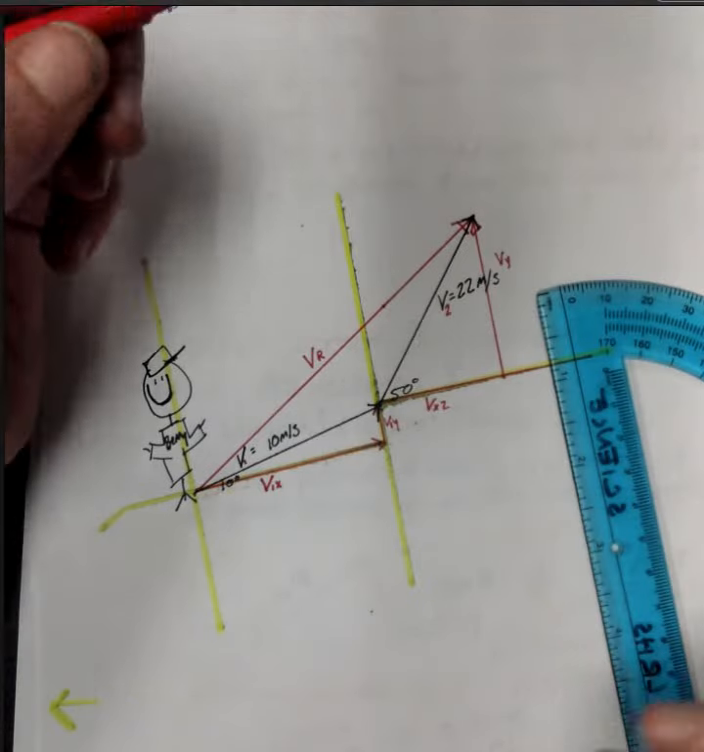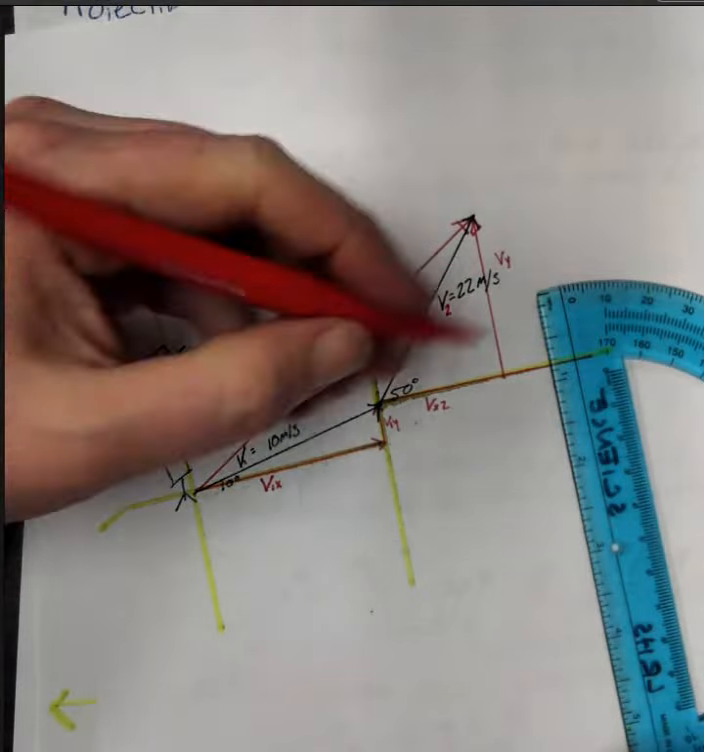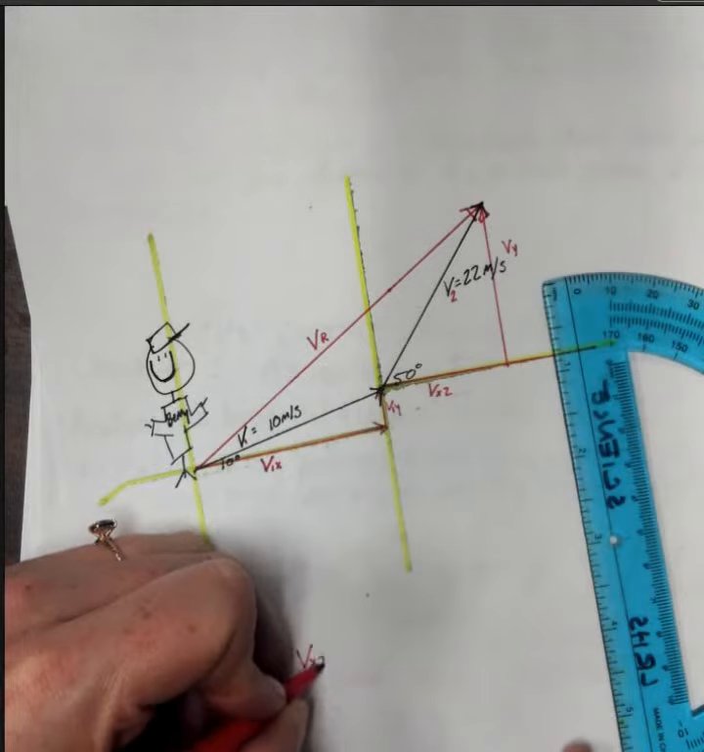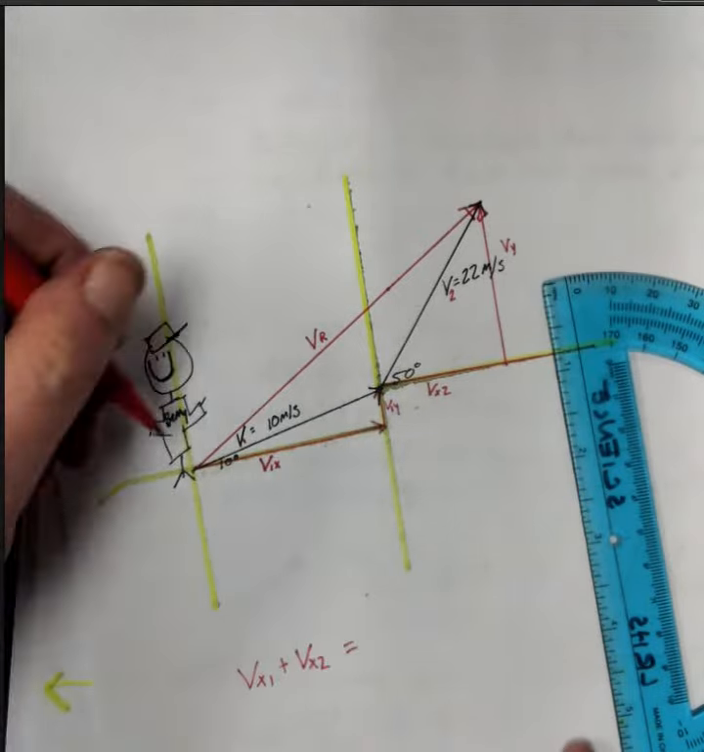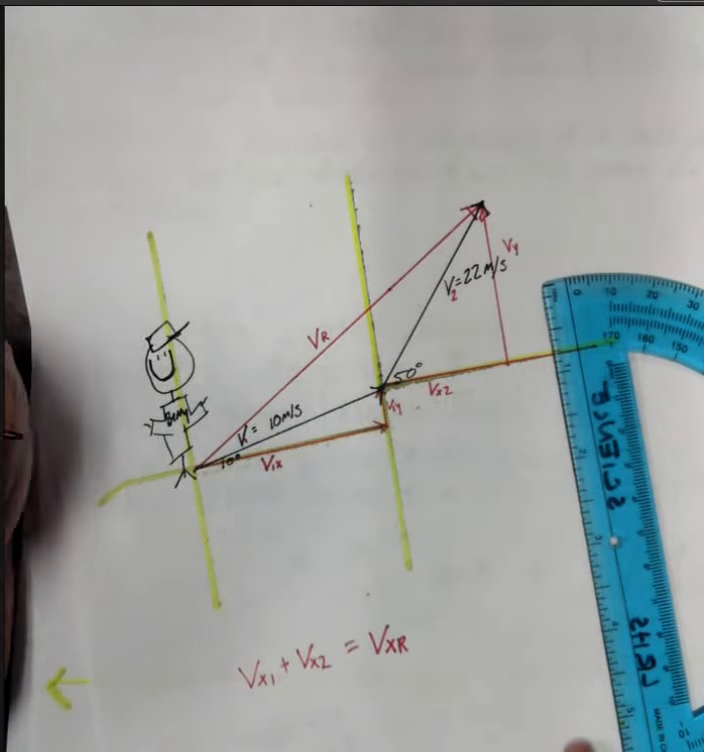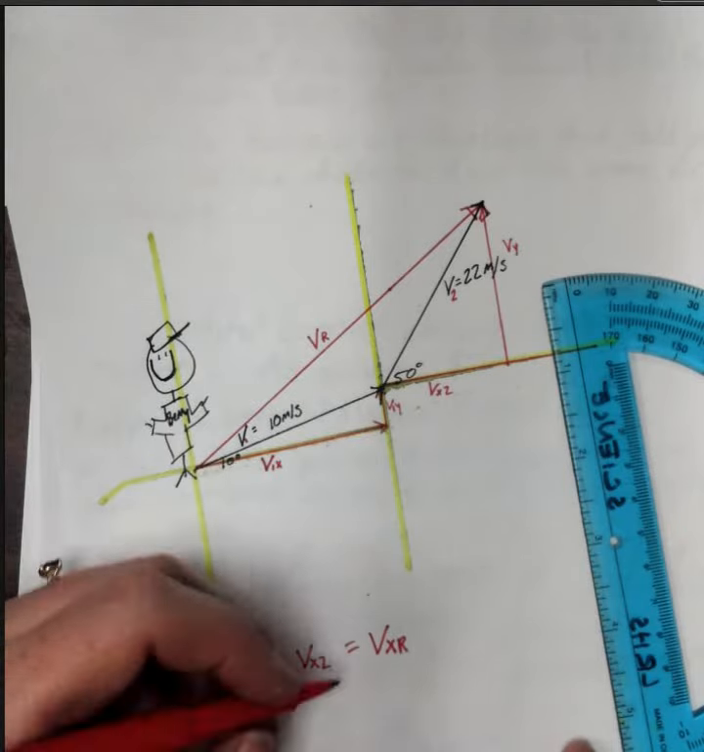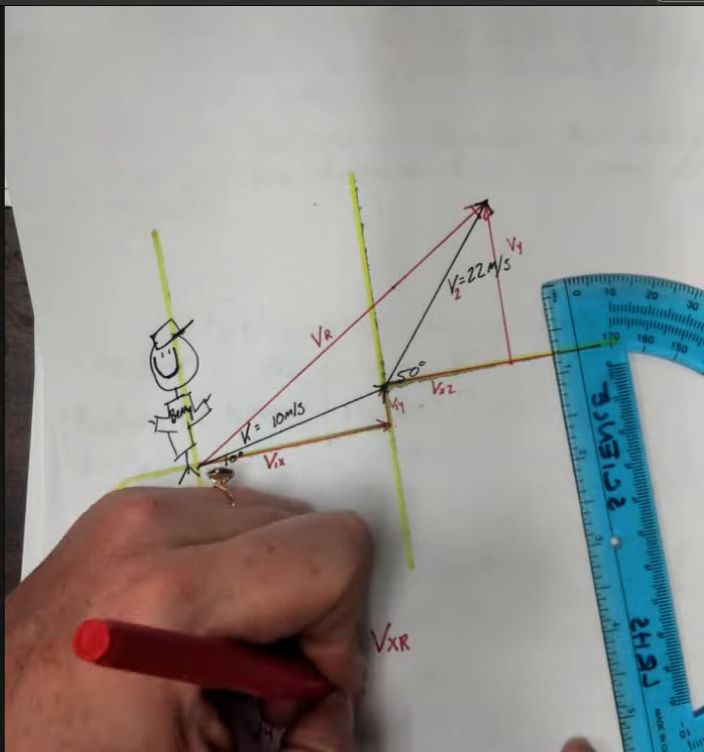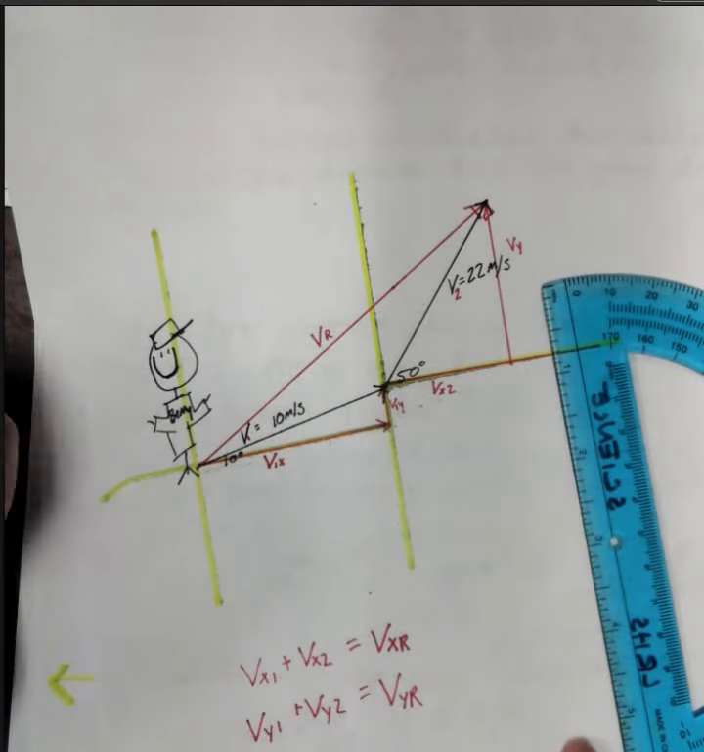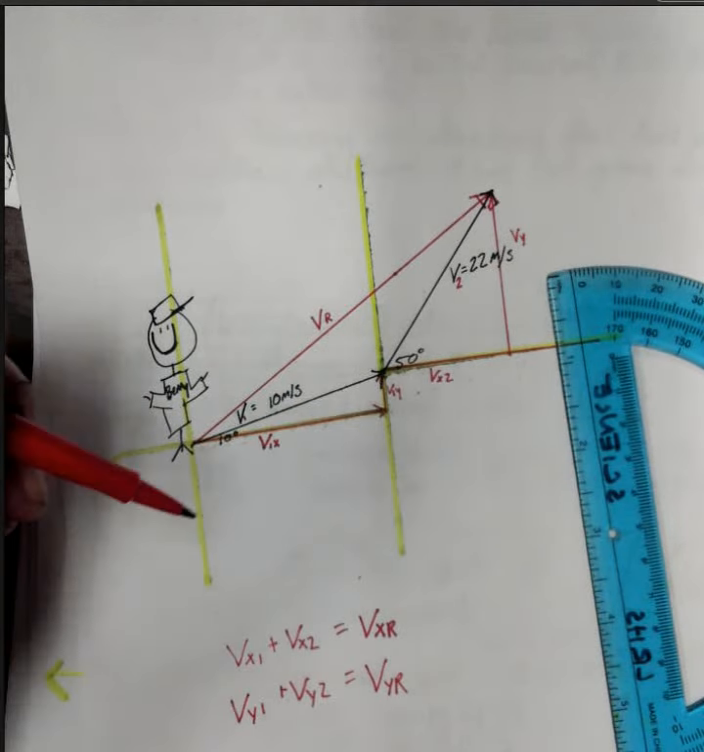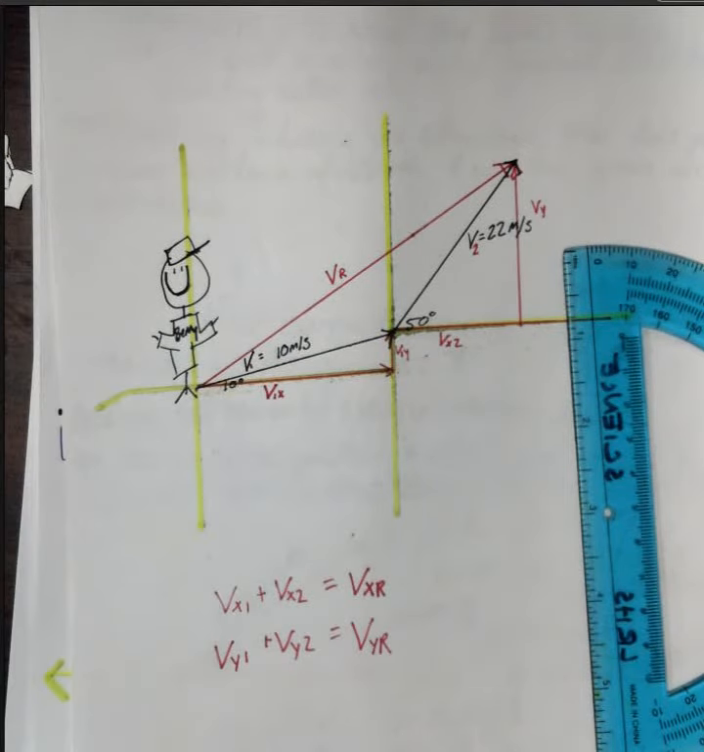And you can clearly see that if I added Vx1 plus Vx2, I would get the total in the x direction, or the x component of the resultant velocity. And likewise, if I added Vy1 plus Vy2, I would get the resultant velocity in the y direction. And so that's exactly what we're going to do. We're going to use these to break each vector down into its components and solve for resultant velocity.